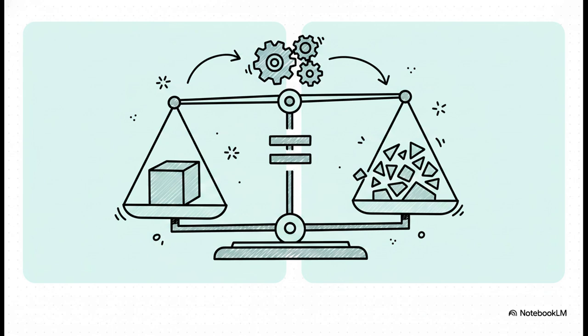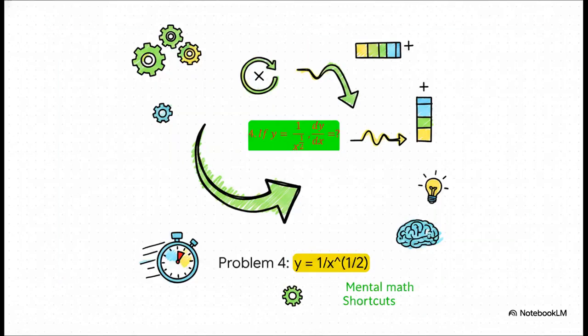Seriously, let's prove it right now. Take a look at problem 4. Y equals 1 over x to the power of 1/2. Just think of the steps. The power is 1/2. Multiply by the numerator, you get 1/2. Flip the sign. Now you have negative 1/2 on top. Okay, now add 1 to the denominator's power.